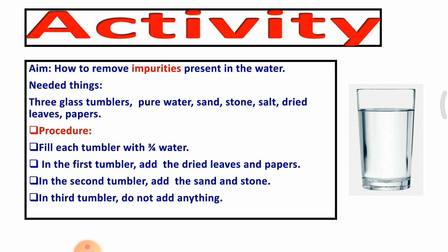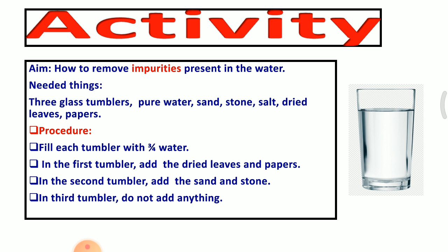So what impurities are present in the first tumbler? Dried leaves and papers are present in the first tumbler. So these are the impurities in the first tumbler. In the second tumbler, sand and stone are the impurities. In the third tumbler, I said do not add anything. Are impurities present in that water or not?